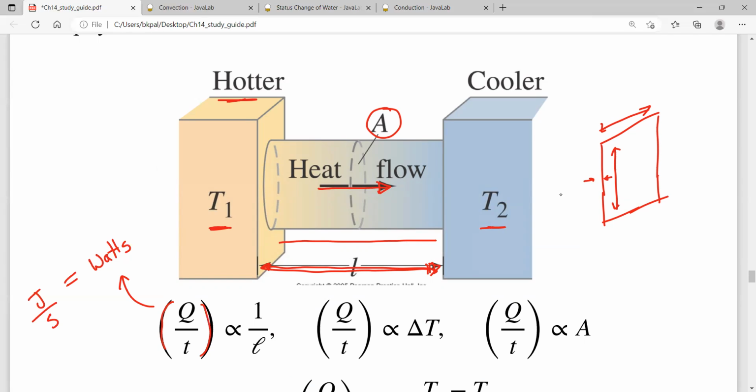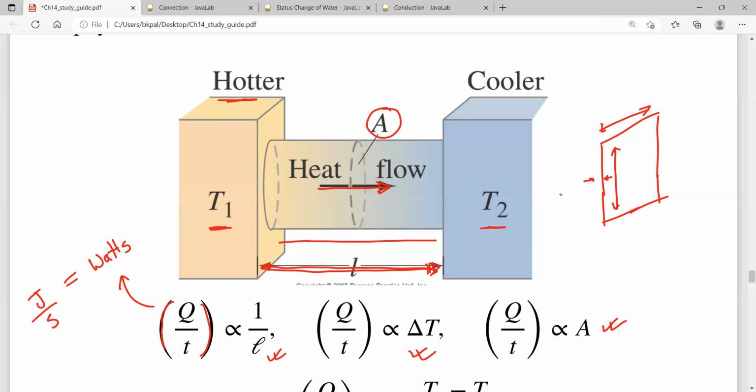Now experimentally we found that the rate of heat transfer is proportional to the cross-sectional area, and it is also proportional to the temperature difference between the two ends, but it is inversely proportional to the thickness. So higher the thickness, lower the heat transfer. Higher the area, higher the heat transfer, higher the temperature difference, higher the rate of heat transfer.